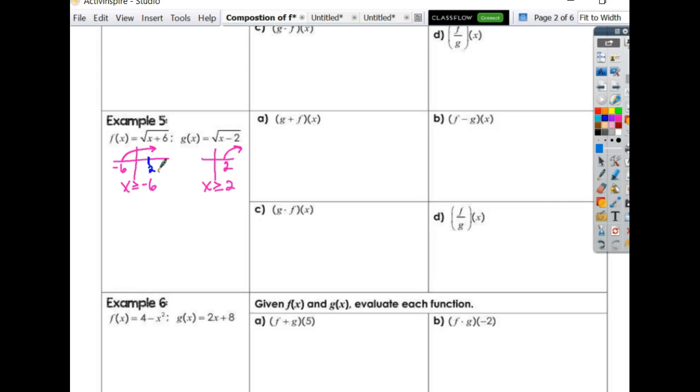So I'm just going to multiply. Well, let's add first. If we add them, you can't do anything when you add them together, but you do have to restrict your domain. And if I subtract, this time the f is first. So again, you have to restrict the domain.